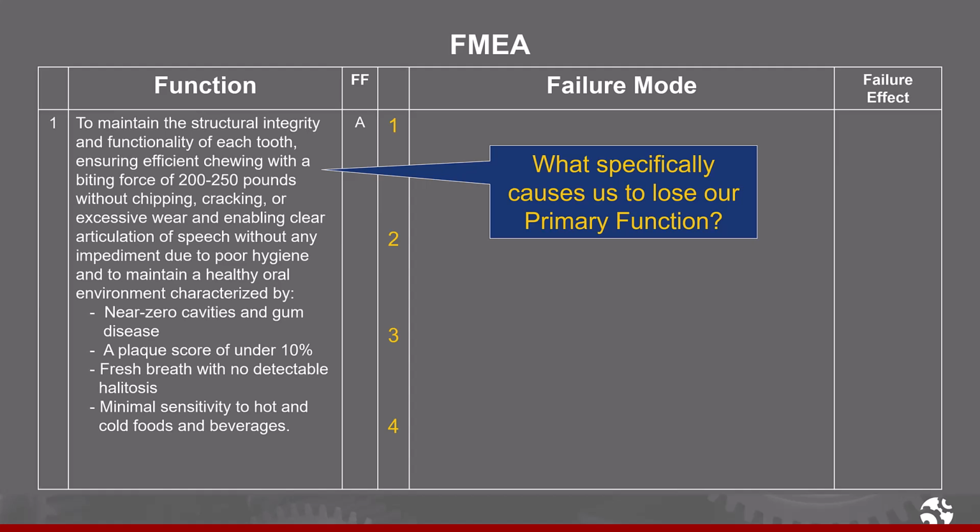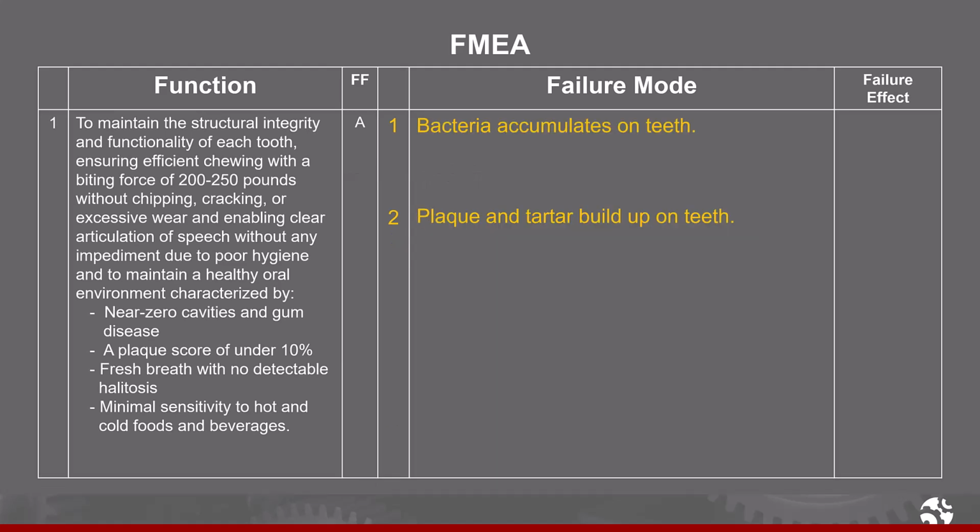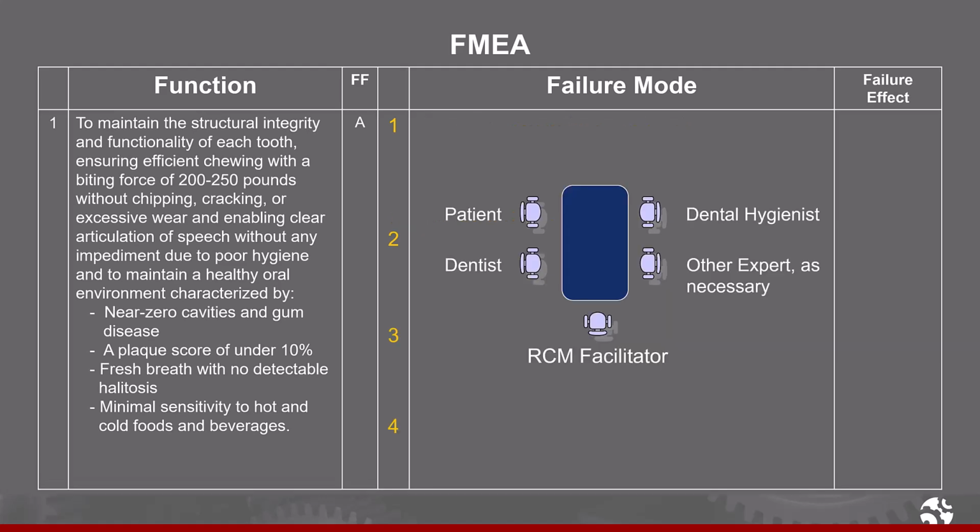The facilitator would ask the working group, what would specifically cause us to lose our primary function? As mentioned earlier, failure modes are often written too vaguely, and initial responses would probably be something like bacteria accumulates and plaque and tartar buildup. These are not written at a level at which we can formulate an appropriate failure management strategy.